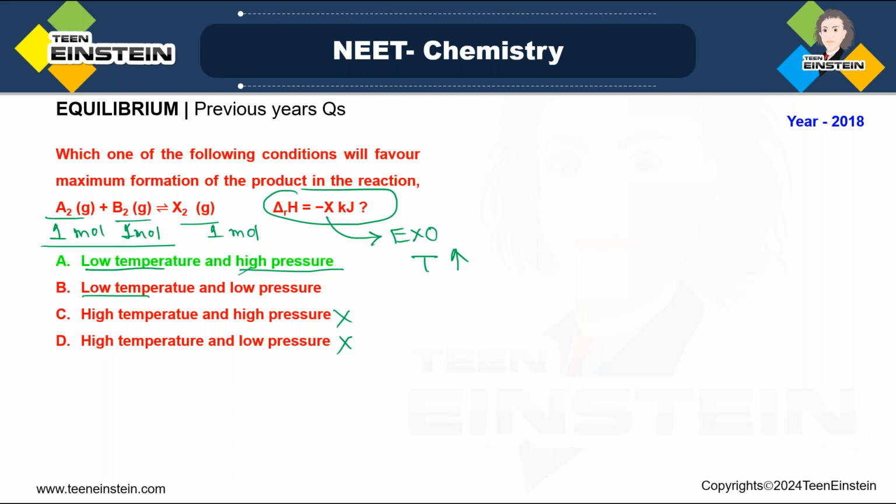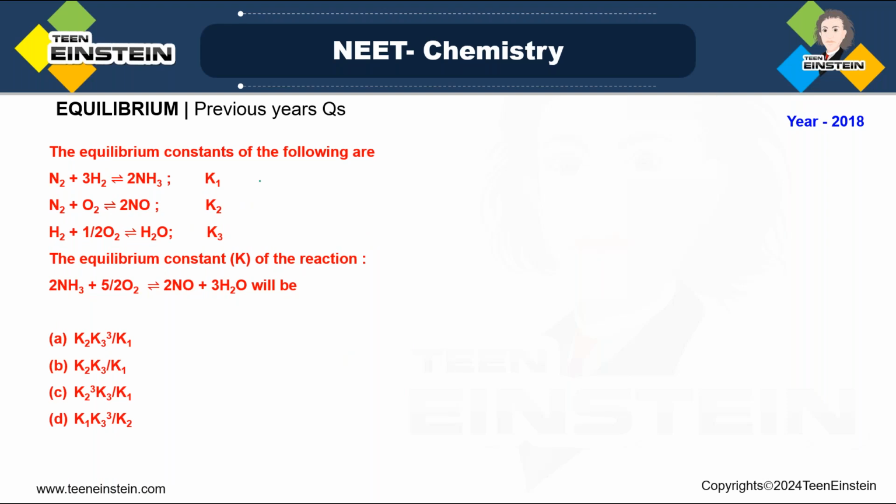So that is the reason here high pressure will be favored, because when you are applying high pressure, the system will try to move towards that side where volume is already less. And which side is volume less? It is the product side. And the question is asking maximum formation of product. So obviously we will try to move toward X2, and that is possible if your pressure is high. So low temperature, high pressure, these are the favorable conditions for this reaction for better X2 formation.